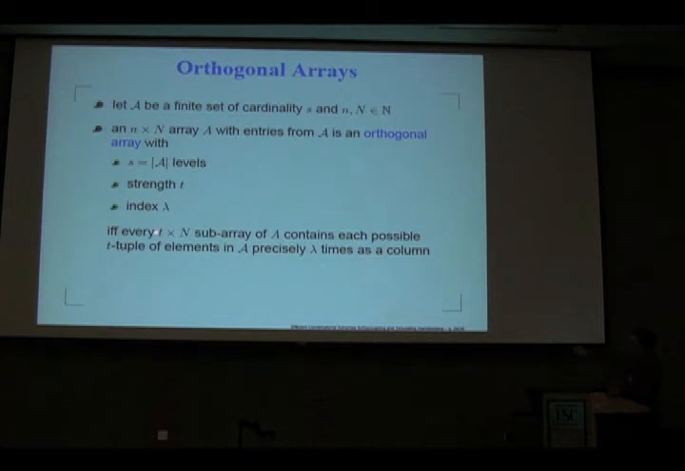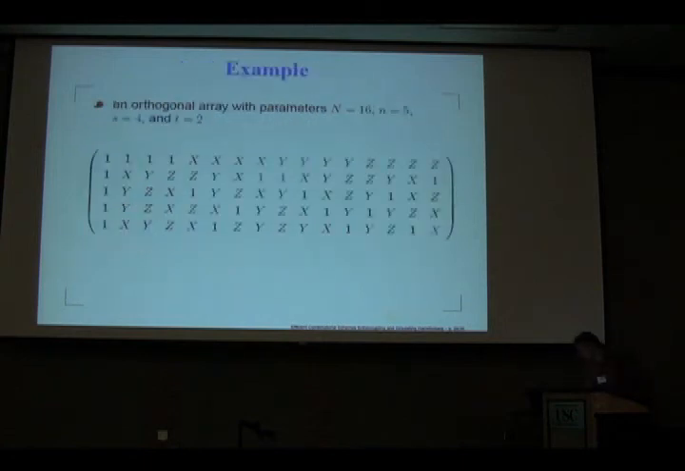lambda. What this means is, if we pick any T rows of this orthogonal array and then look at the columns of this subarray, we want that each possible T-tuple of elements in A, so there should be S to the T of them, occurs precisely lambda times as a column. Maybe this is a very formal definition, but let's look at this example here.